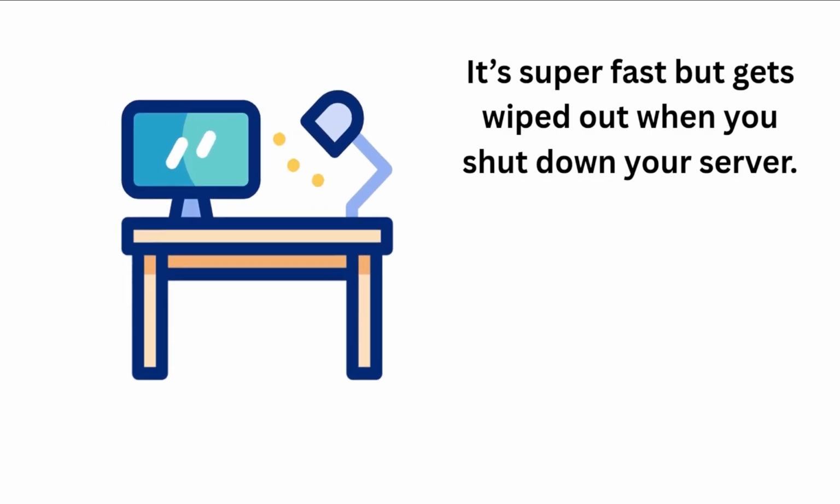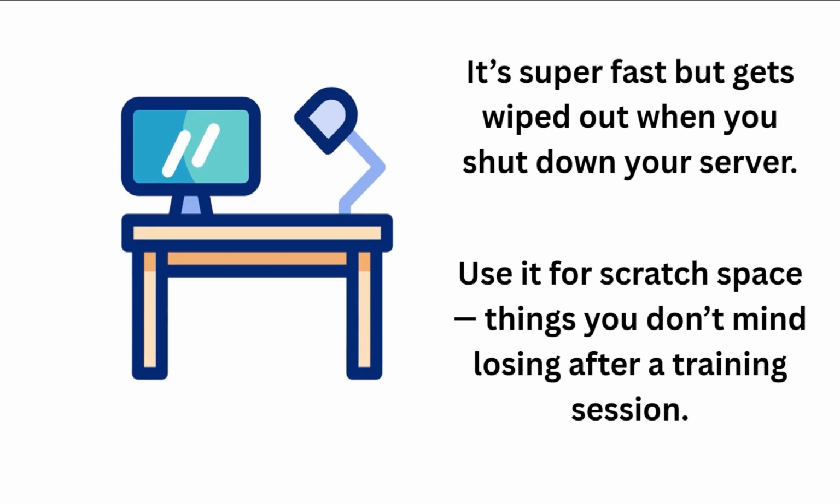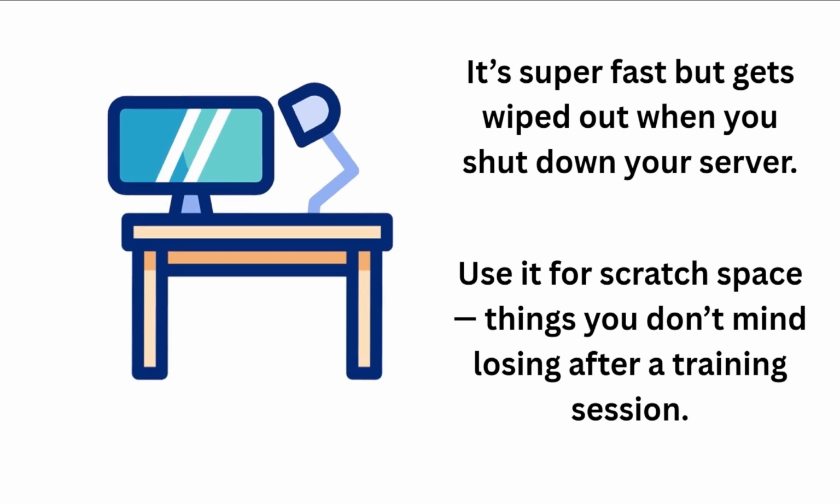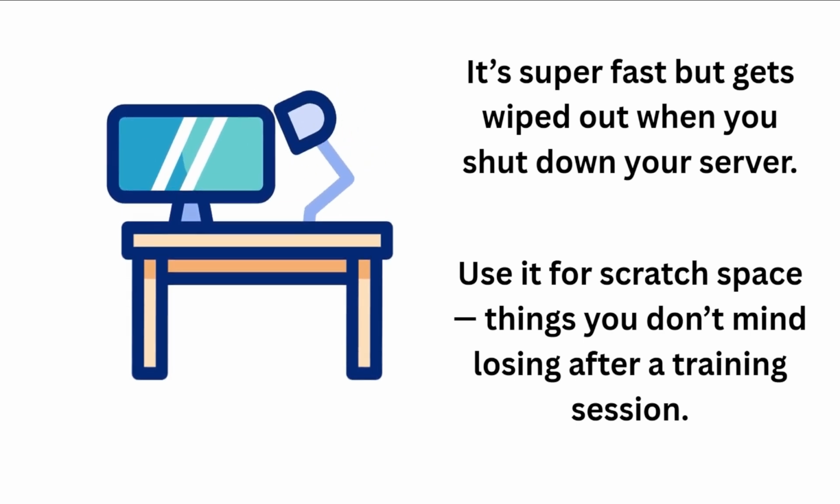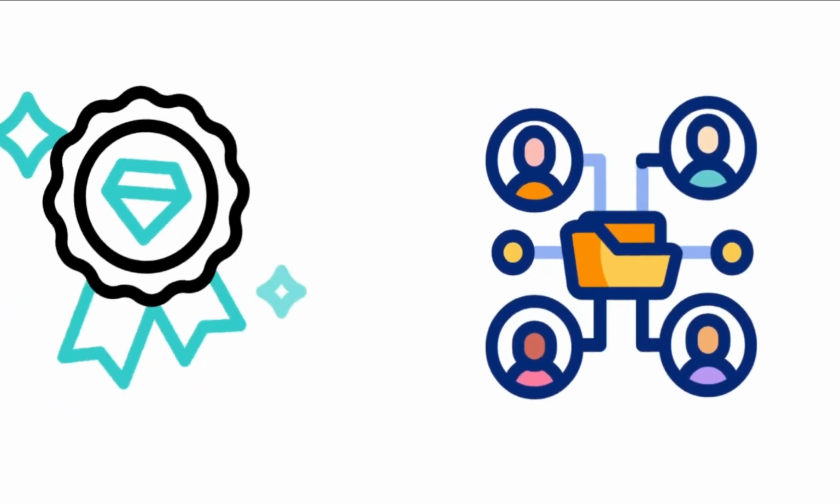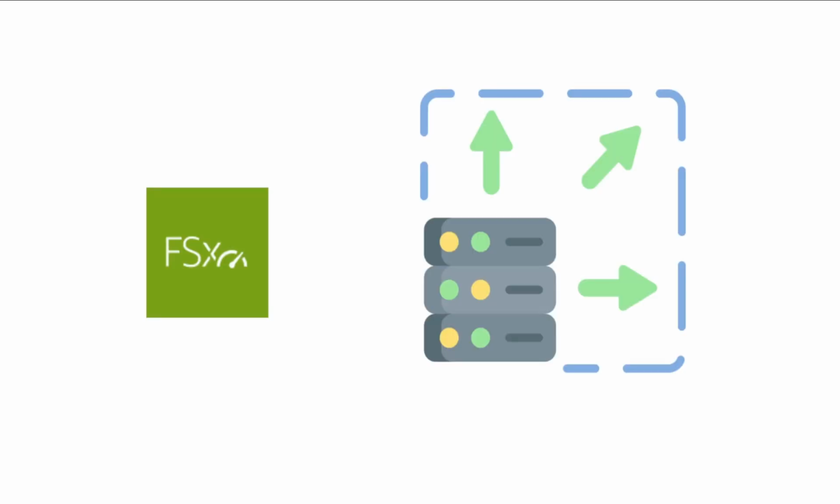The next one is Instance Store. It is like a temporary workspace. It is super fast but gets wiped out when you shut down your server, and you use it for scratch space, things you don't mind losing after a training session. Now the next one is FSx. These are premium file systems for special use cases like Windows file shares or high performance computing. You might use FSx for Lustre if you are doing large scale, high speed machine learning model training.